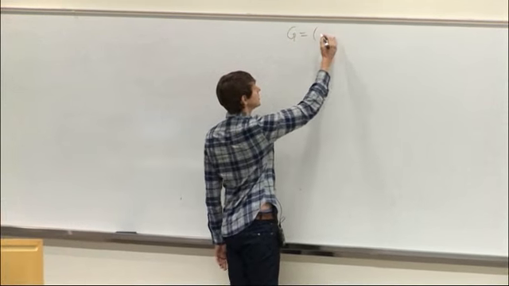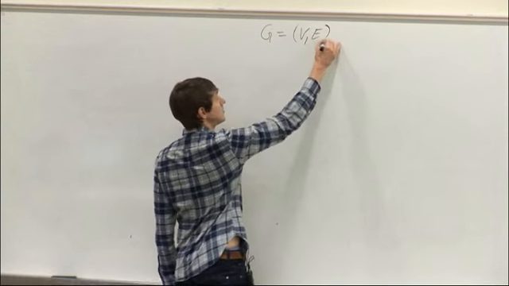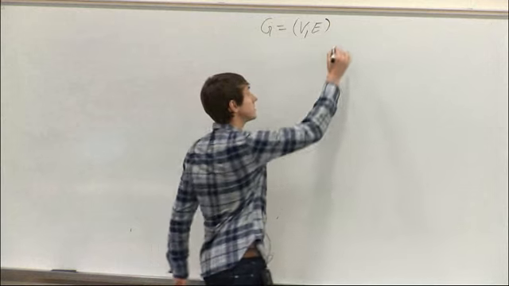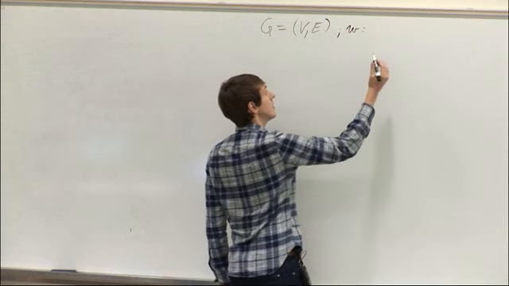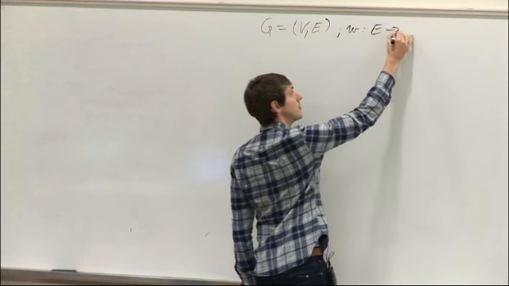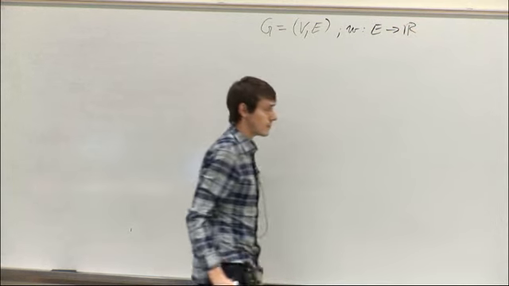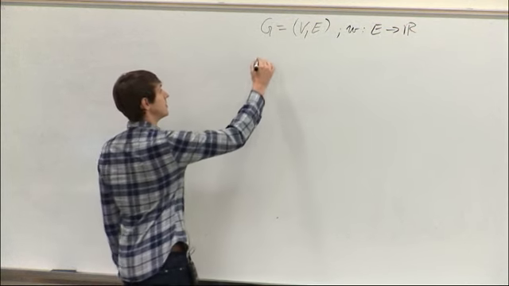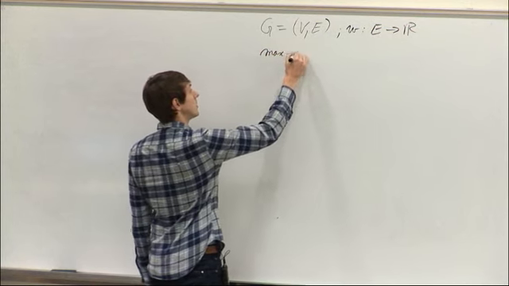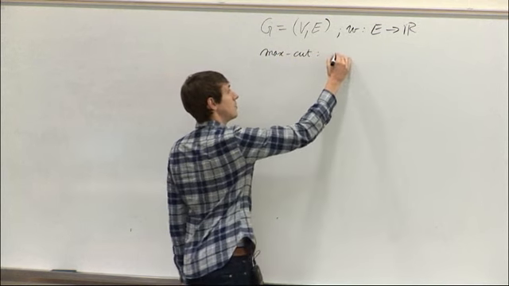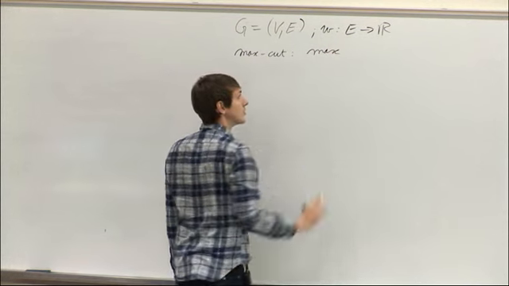The story begins with a graph G, with a vertex set and an edge set. And we have a weight function on the edges, defined from E to R. So the max cut problem is defined as follows. Max cut is a combinatorial optimization problem.